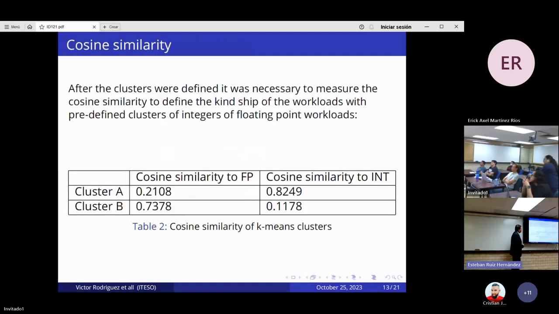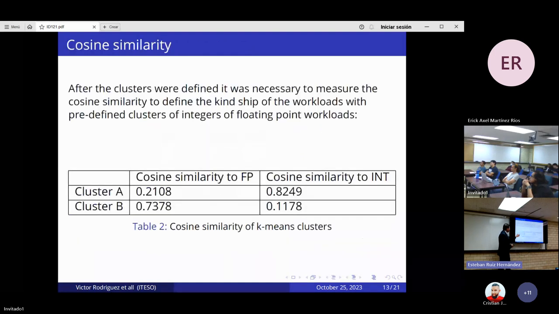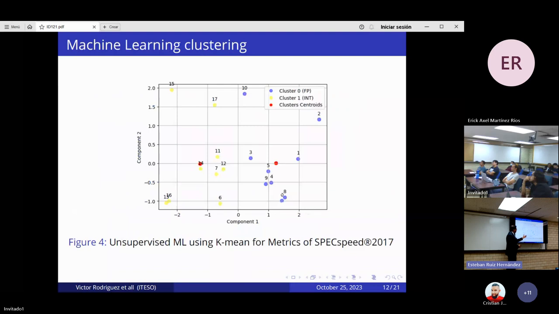So for that, in the investigation we decided to use the cosine similarity algorithm to detect whether cluster A is more of a floating point or more of an integer workload, and the same for cluster B. The result is that cluster A has a very low cosine similarity for floating point, but a very high one for integer workloads, and cluster B has a very high one for floating point and very low for integer. So with that, we can define not only cluster A and cluster B, but also put labels.